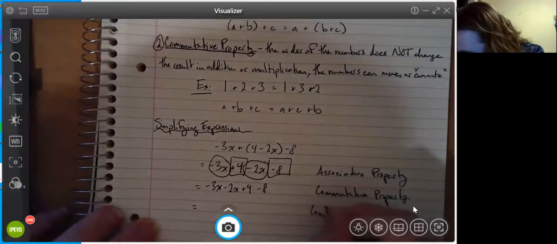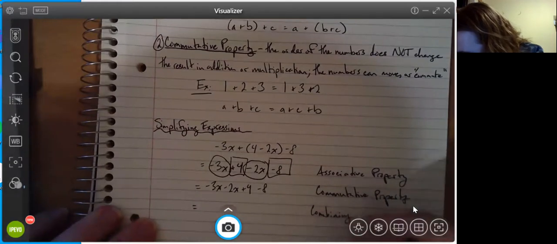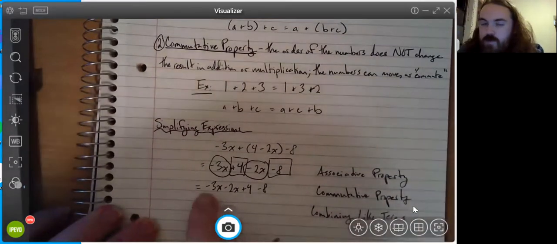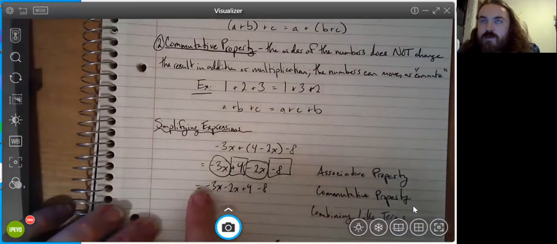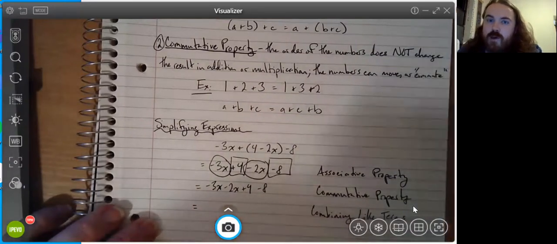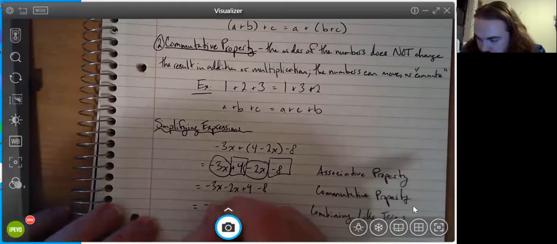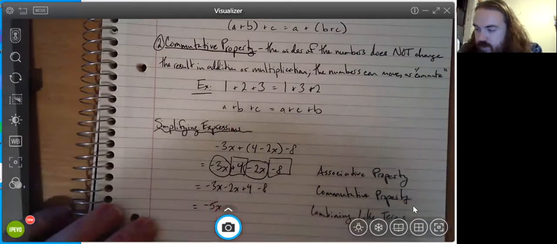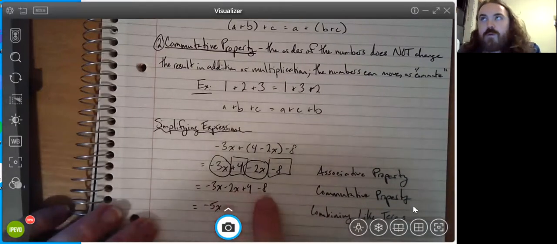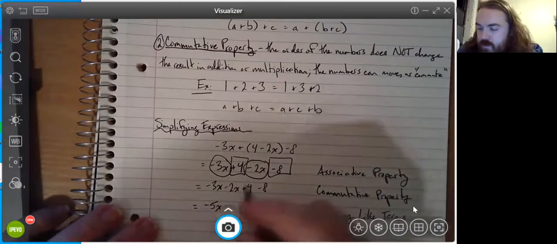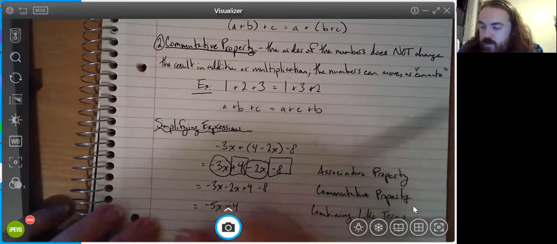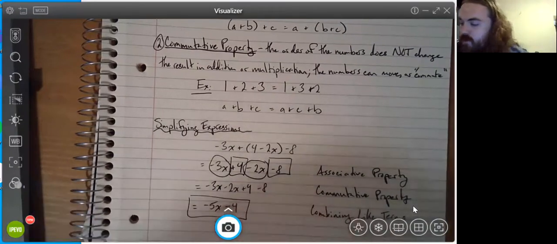So let's just put that explanation over here, combining like terms. And negative 3x minus 2x, well, negative 3 minus 2 would be negative 5. So I'm going 2 back from negative 3. And that's just going to be x, negative 5x. And positive 4 minus 8. 4 minus 8 is negative 4. That's the same as minus 4. So negative 5x minus 4 is my final answer.